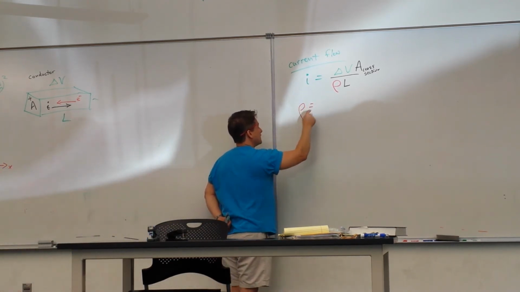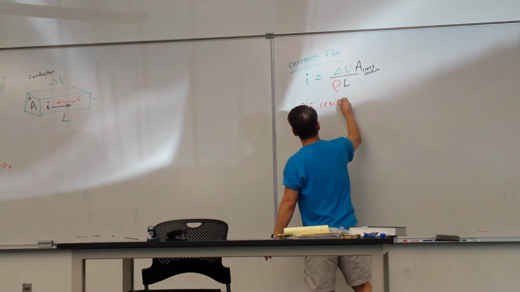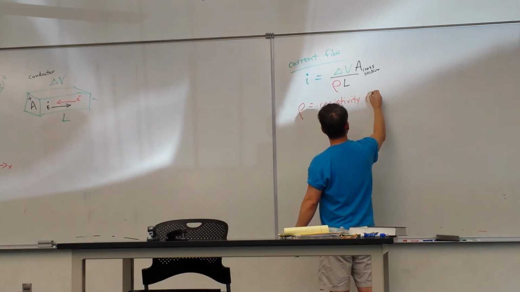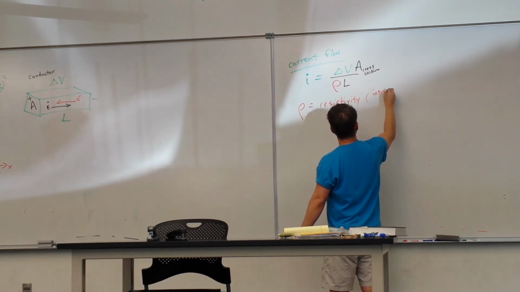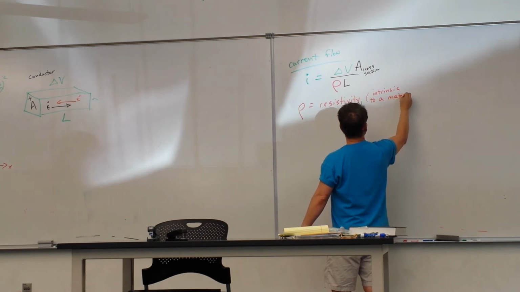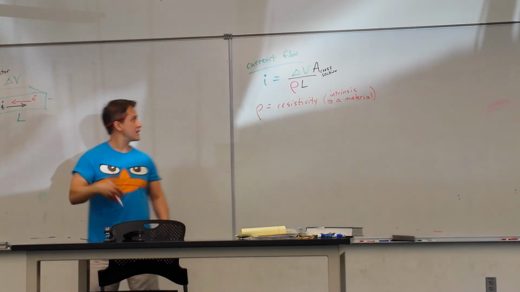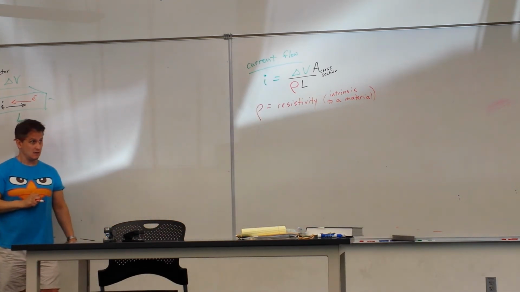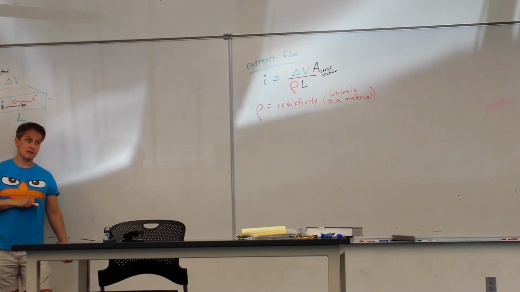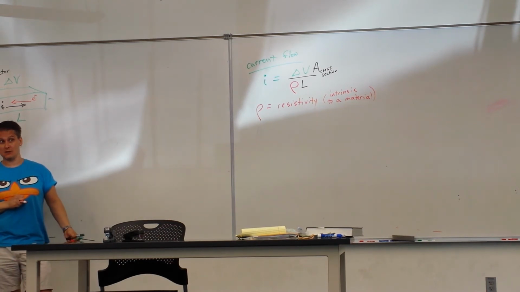So this resistivity property is basically intrinsic to a material. So carbon, copper, any particular material will have a certain resistivity property. And it would be an empirical fudge factor that an engineer would measure, or at least determine in terms of the proportionality of all this other stuff.